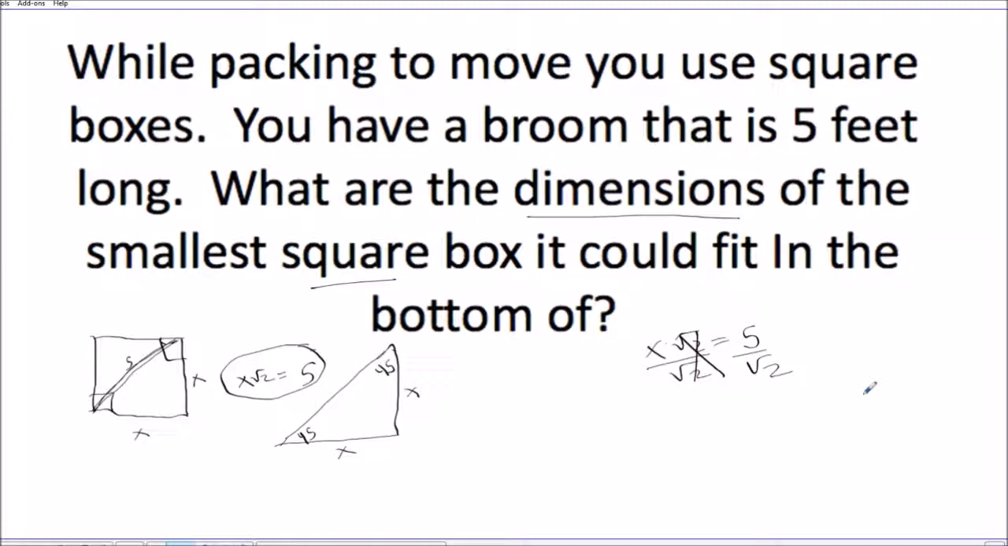So what I'm going to do is I'm actually going to type this right in my calculator and see what I get. And I get 3.54. And that was feet. So I'm going to call that feet. So x equals 3.54 feet. So the dimensions are 3.54 by 3.54 on the box.